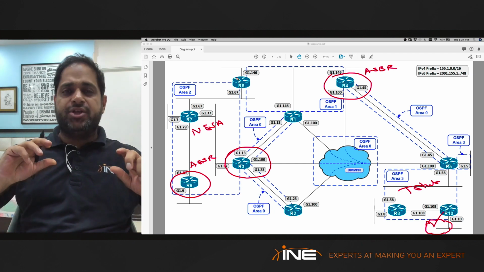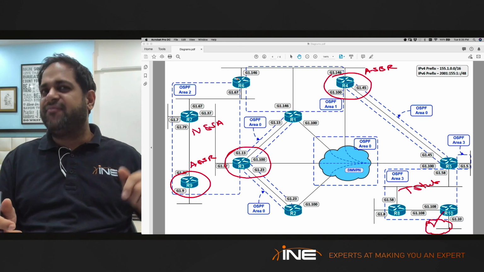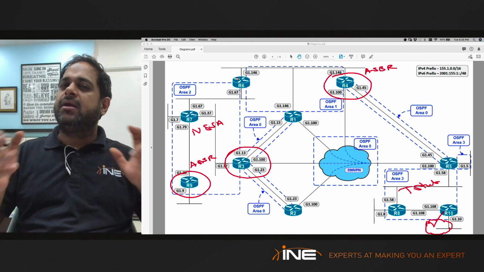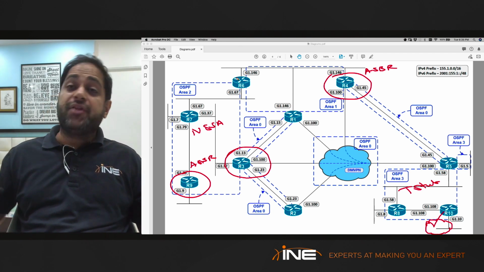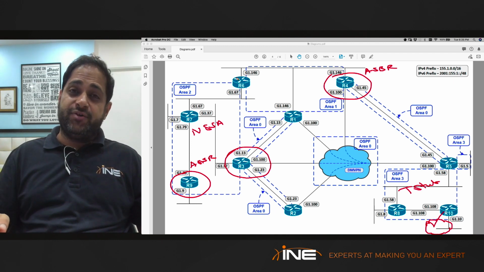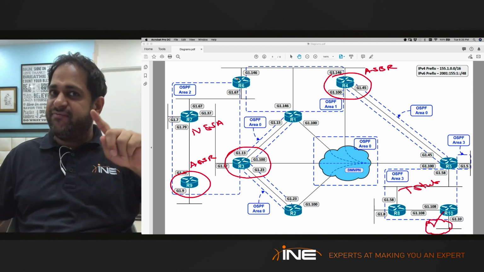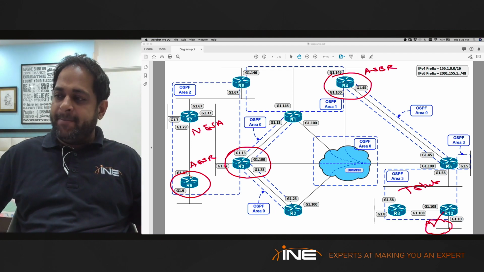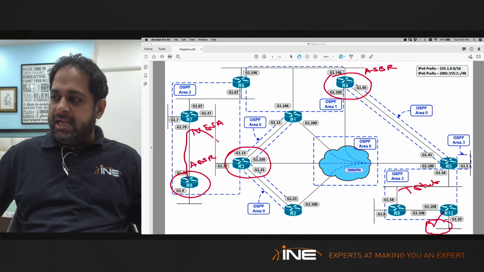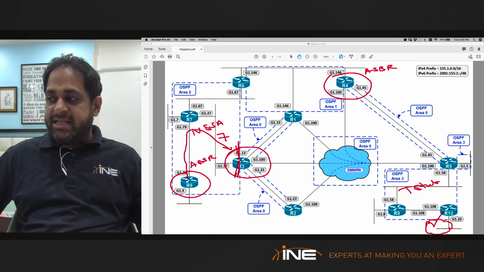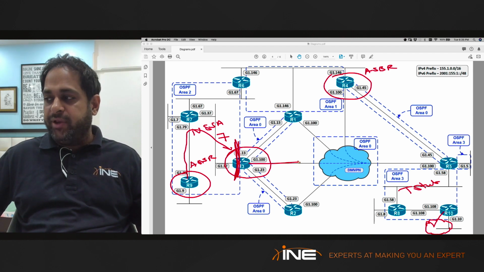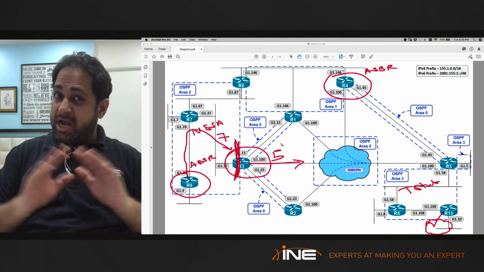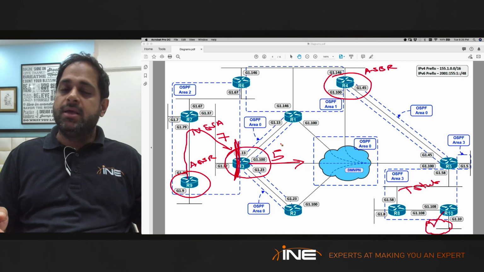So when R9 generates LSA7, he sets a flag which says translate LSA7 to 5. So R3 will translate LSA7 to 5 and send that. And LSA5 goes unchanged throughout the OSPF domain. So basically from here till here, I would see LSA7. Then it gets blocked here and then R3 generates LSA5, and that 5 will remain unchanged throughout the OSPF domain.